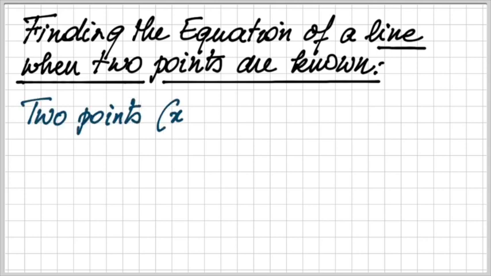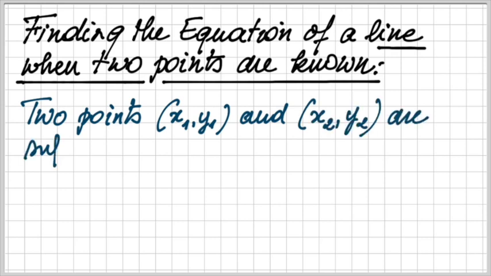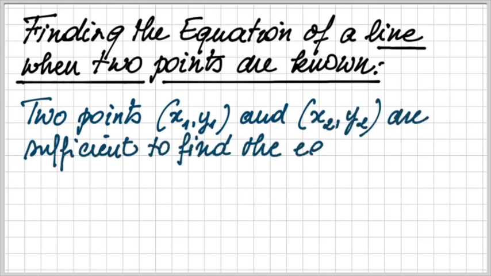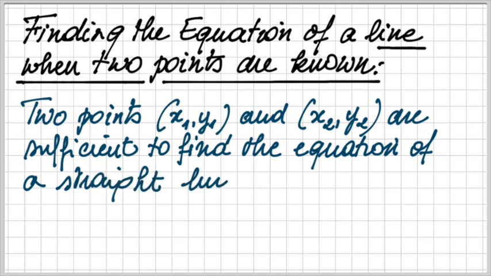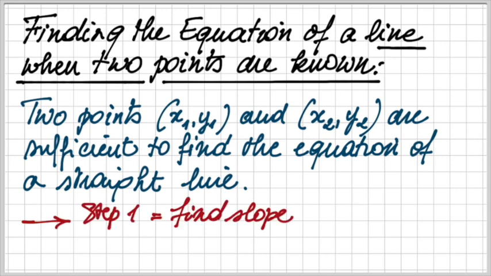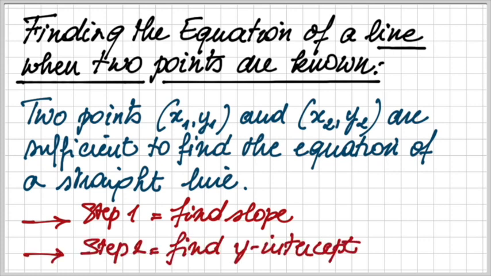Let's say we have 2 points, (x1, y1) and (x2, y2), and these are sufficient to find that equation, like I said before. First we have to find the slope, and once we have the slope, the next step is to find the y-intercept. Once we have done these 2 elements, we have the point-slope equation, and we can transform this into the standard equation of a line.